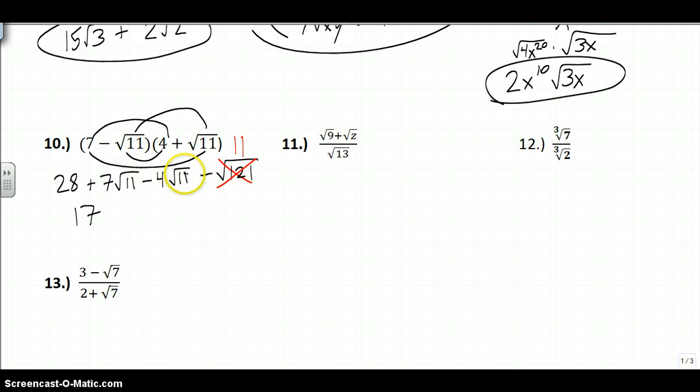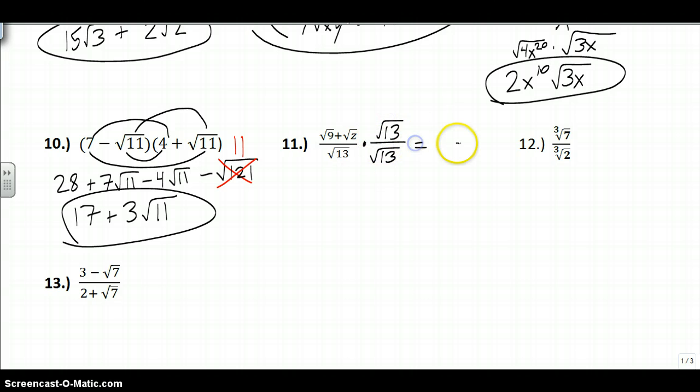7 square root of 11 minus 4 square root of 11 is plus 3 square root of 11. And that's all you can do. Okay. The next one's rationalizing the denominator. Since it's square root of 13 in the bottom, I'm going to multiply by the square root of 13 on the top and the bottom.